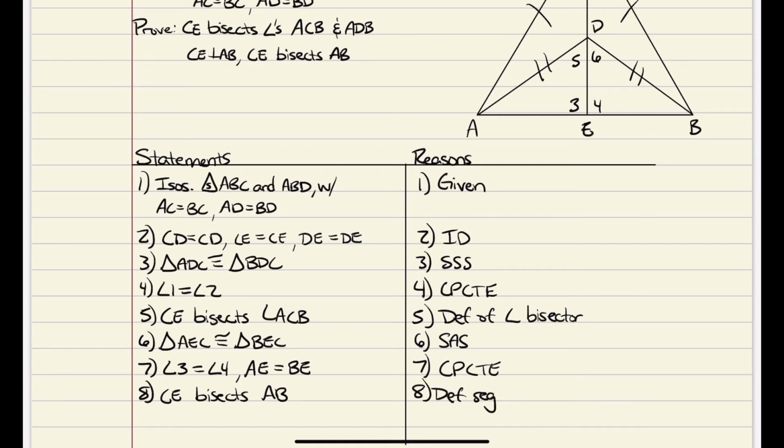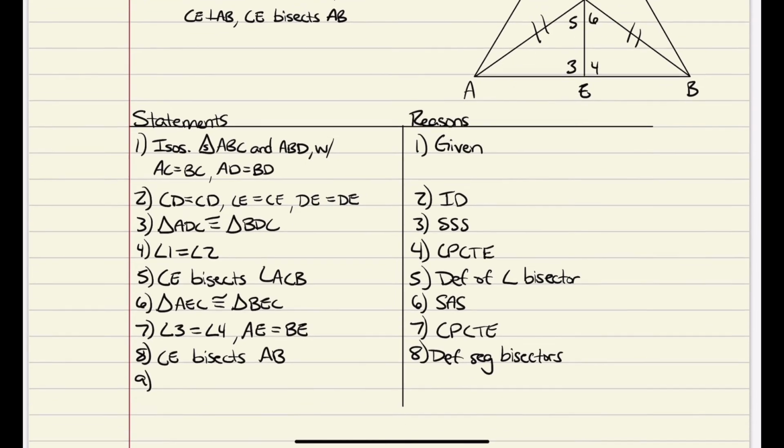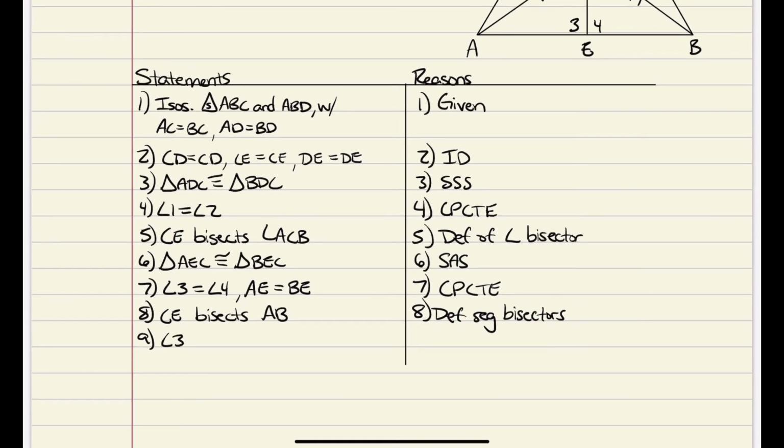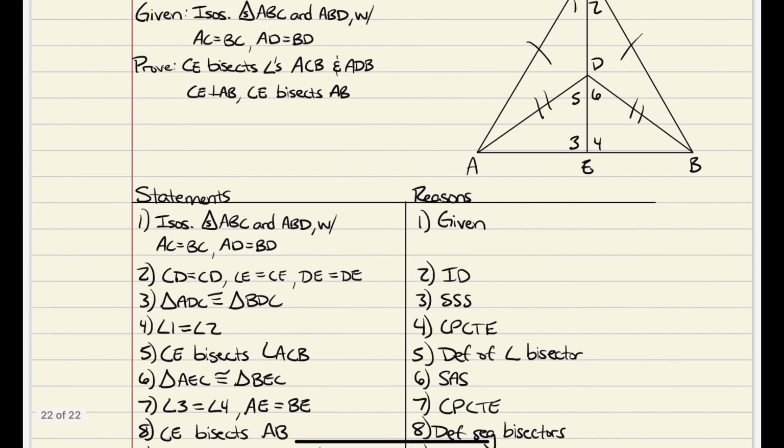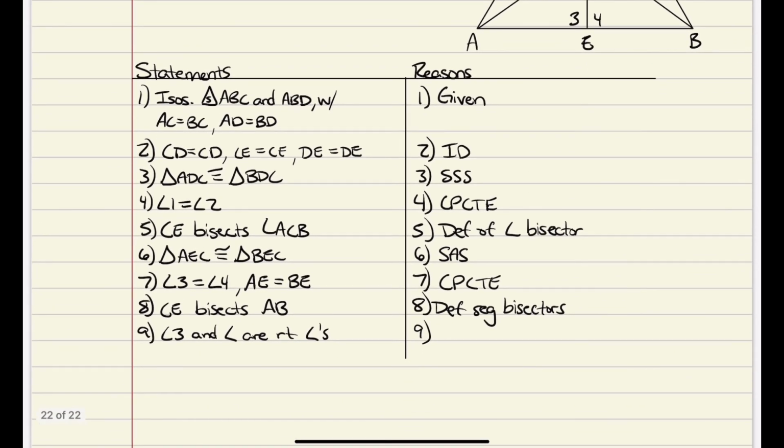Number 9. Angle 3 and angle 4 are right angles. We really haven't said anything about them being right angles or perpendicular, but we have a definition of right angles. It states that when two lines meet to form equal adjacent angles, then these are right angles. So we can state that because of the definition of right angles. Sorry, not perpendicular lines, the definition of right angles. We have two lines meeting to form equal adjacent angles.